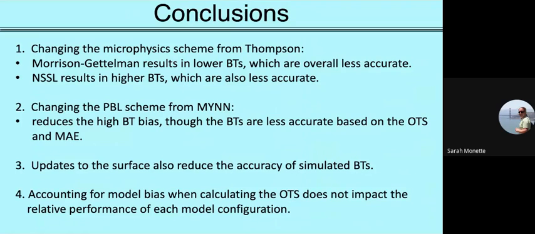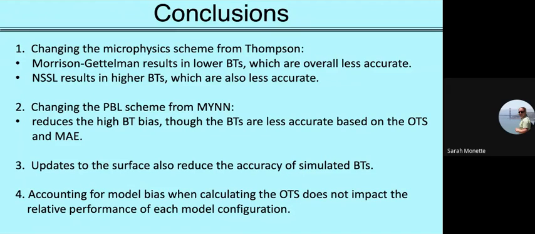So in conclusions, when we changed the microphysics scheme, we noticed that the Morrison-Gettelman resulted in lower brightness temperatures, which were less accurate, and the NSSL microphysics resulted in higher brightness temperatures. Changing the PBL scheme reduced the high brightness temperature bias. The control had a slightly positive mean bias error. Changing the PBLs did bring that mean bias error down to something closer to zero, though based on the mean absolute error, they were still less accurate.